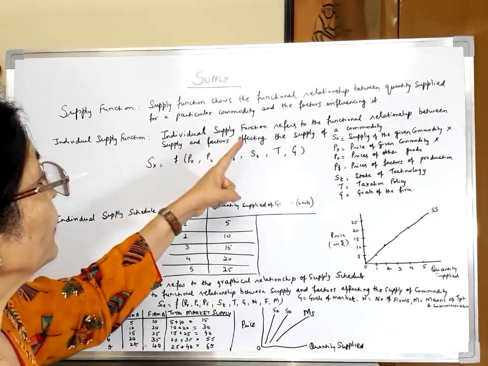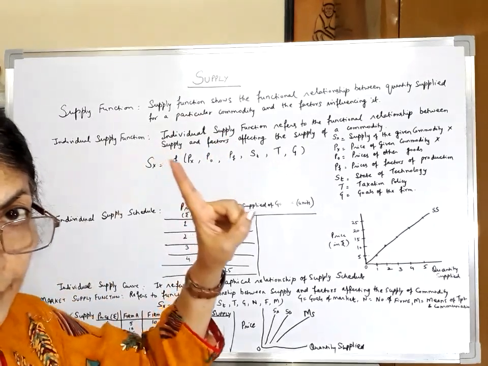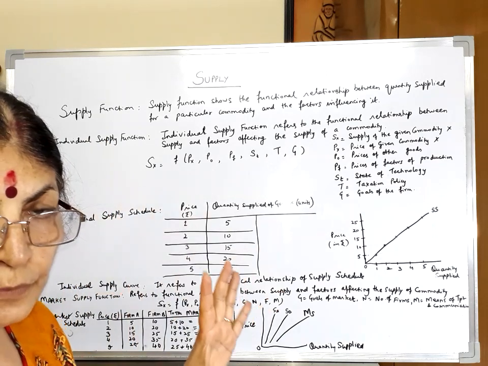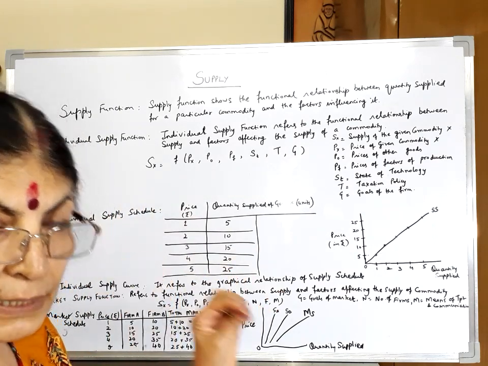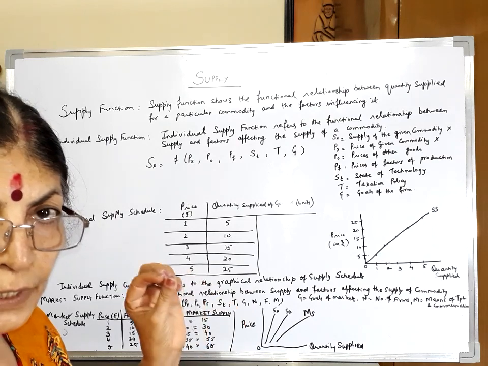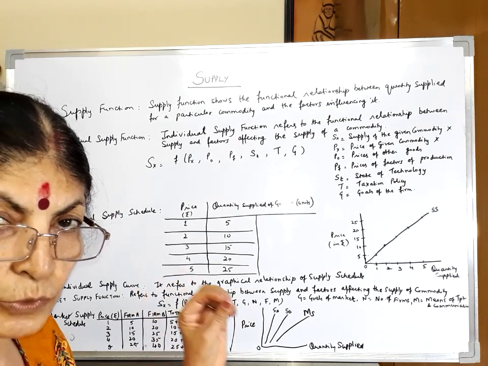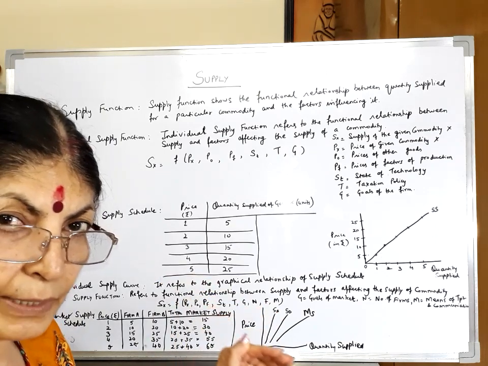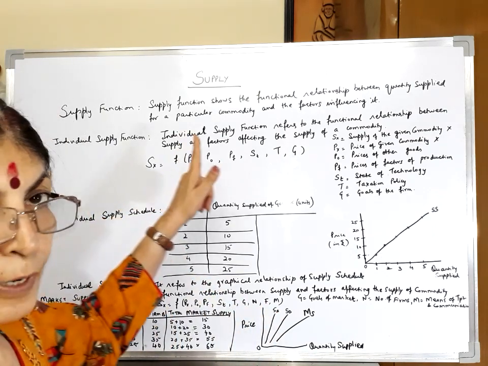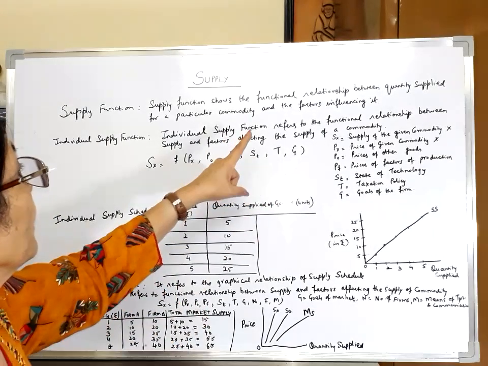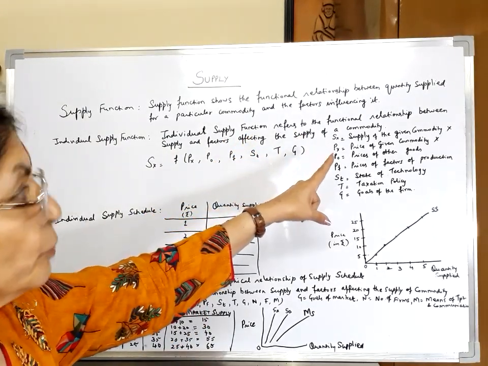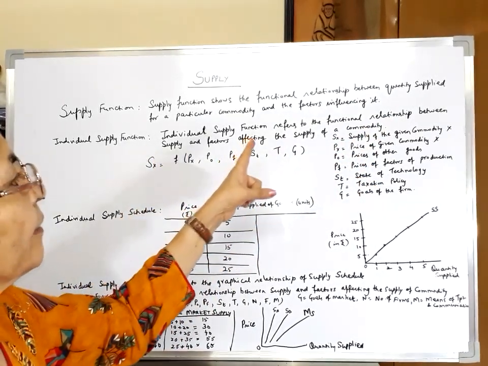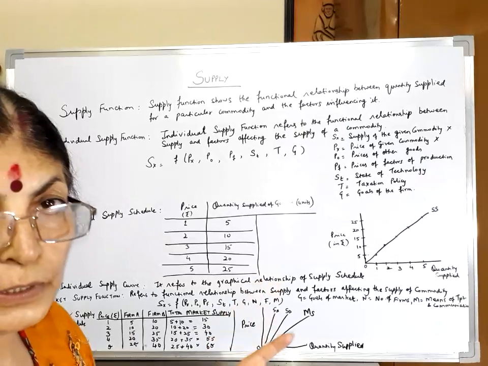Here, with respect to one firm, we call it an individual supply function. With all firms, we call it a market supply function. We will first do the individual supply function and the individual supply curve. Then we will talk about the market supply function and the market supply curve. So, talking about the individual supply function, it refers to the functional relationship between supply and factors affecting the supply of a commodity.